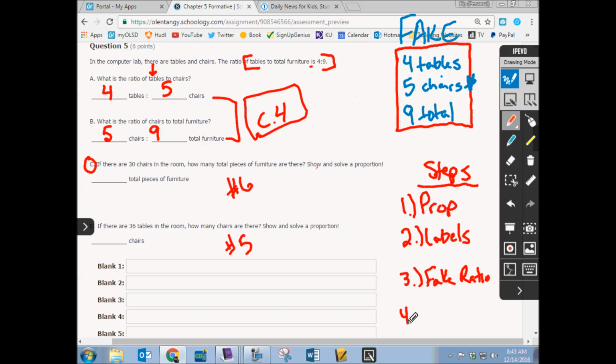And then step 4 is what? Real information. That's where you put whatever the real is. Whatever they gave you, the real. The real information is always found after the word if, usually, correct? I shouldn't say always, but most of the time it is. So, let's do that now.